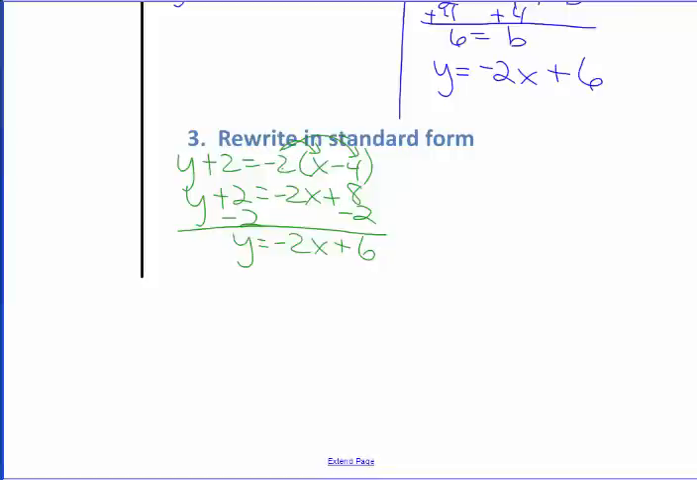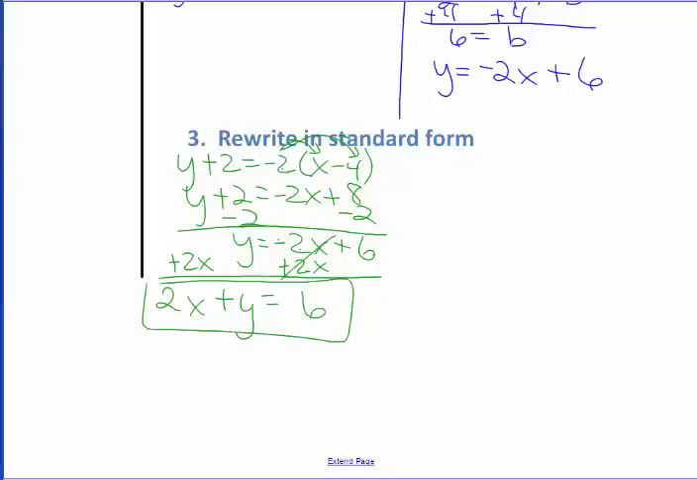And remember, standard form has the x and the y on the same side. So I'm going to add the 2x. Remember, do the opposite to both sides. So I get a 2x. Y is a positive y. -2 and a +2 make a 0. That's how they go away. And then you have a positive 6 on the other side. That is our standard form of the equation.